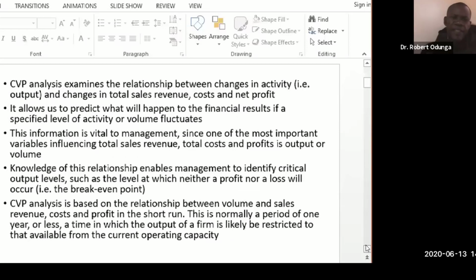CVP analysis examines the relationship between changes in activity, i.e. output, all right, and changes in total sales revenue, costs, and net profits.